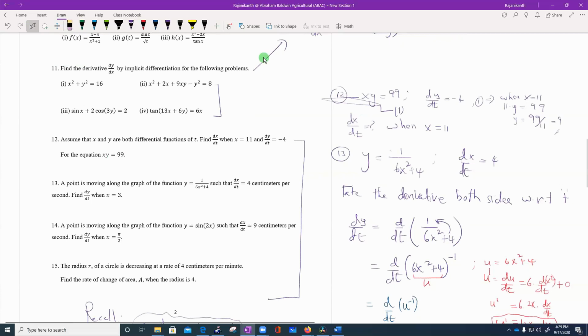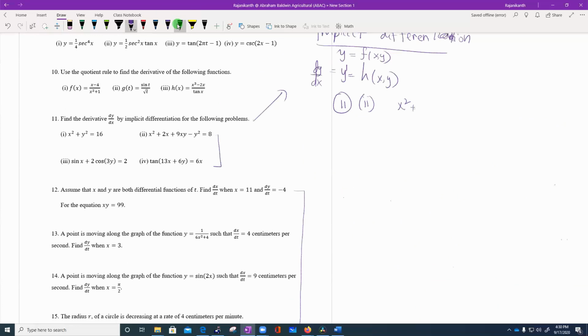Okay, the question is now finding dy over dx, y prime. You are given the equation x squared plus 2x plus 9xy minus y squared equals 8. What is the question? The question is finding dy over dx. Do you see dy over dx here? In other words, do you see y prime in this equation? Say yes or no. No. There's no y prime. There's no dy over dx, right?